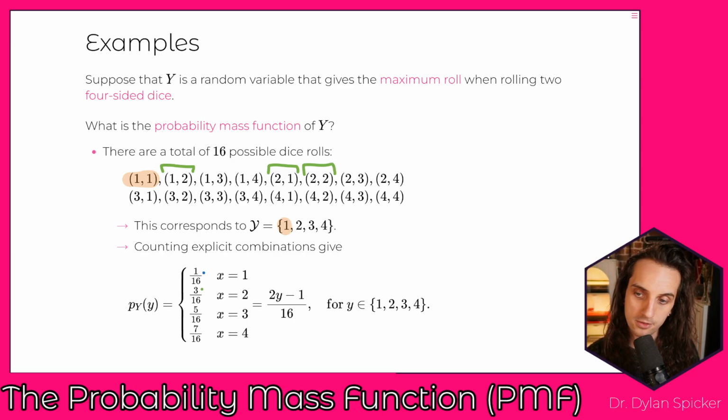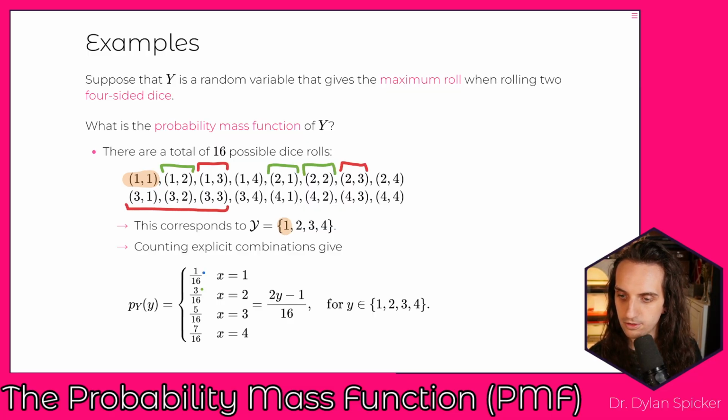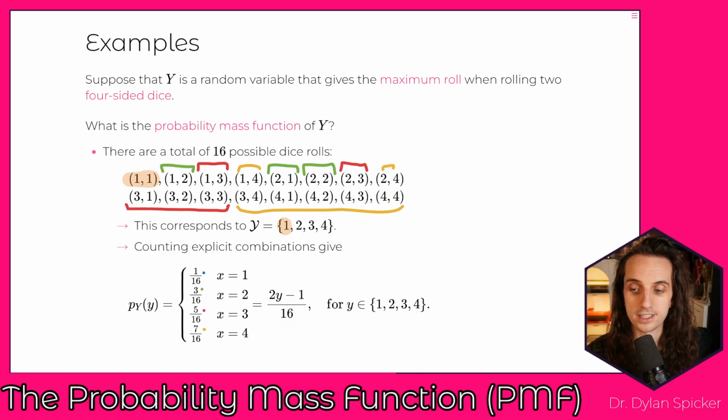How do we get a maximum of 3? Well, if we have a 1 and a 3, or a 2 and a 3, or a 3 and a 1, a 3 and a 2, or a 3 and a 3. So there's our 5 cases. Finally, how do we get a maximum of 4? The 1 and the 4, the 2 and the 4, the 3 and the 4, 4 and 1, 4 and 2, 4 and 3, and 4 and 4 all result in a maximum of 4, and so there's our 7 cases.